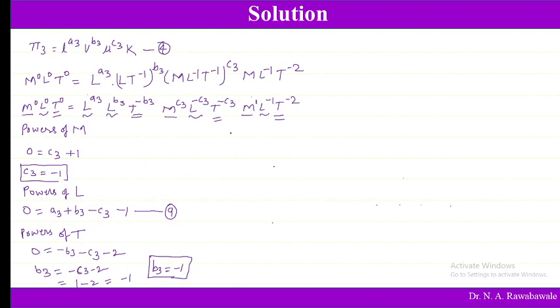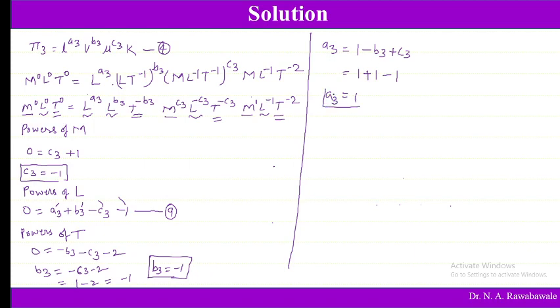Substituting these values in equation number 9, we can get the value of a3. So a3 is equal to 1 minus b3 plus c3. If we transfer, keeping a3 here itself, the minus 1 and minus c3 on the other side will become plus, and b3 will become minus. So 1 minus of b3, b3 value is minus 1, so minus of minus is plus, and c3 value is minus 1, so plus 1 minus 1 gets cancelled. So a3 is equal to 1. So we know the a3 value.